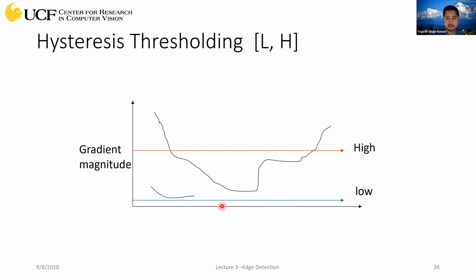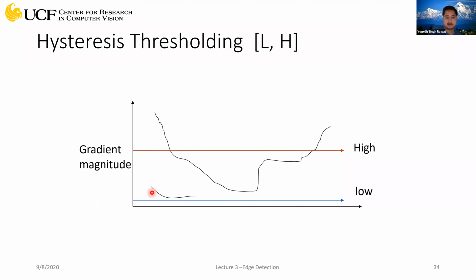And the idea here is if we have a long connecting edge, which at some location has high magnitude, but at some locations has a lower magnitude, we won't ignore this particular edge. So the criteria is even if the edge has a lower magnitude, if it's connected to edges with a higher magnitude, that will be considered an edge. So in this case, this whole thing will be an edge.